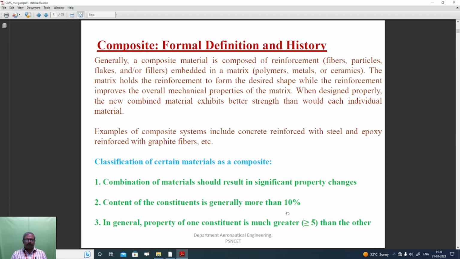Then we see the classification of certain materials as composites. The combination of materials should result in significant property changes. The content of the constituents in a composite material is generally more than 10%. So each constituent should constitute more than 10% of the overall weight. In general, the property of one constituent is much greater, by more than 5%, than the other materials.